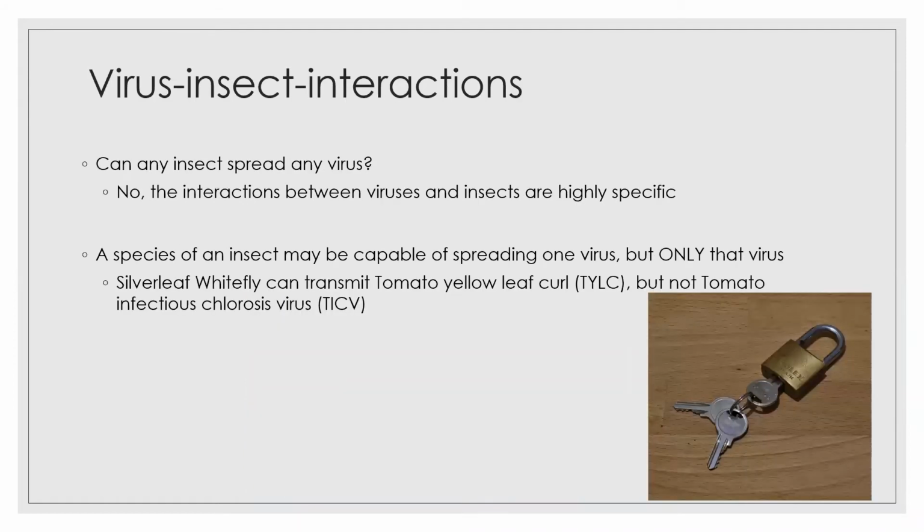So you might be thinking, well, I see a lot of bugs in my yard. Are all of these bugs equally capable of transmitting pathogens? Well, that's not always the case. In fact, a lot of these viruses and insects have really highly specific interactions that might as well be locks and keys when it comes to spreading these pathogens. And so one species of an insect may be capable of spreading one virus, but then only that virus. An example I have here is the silverleaf whitefly can transmit tomato yellow leaf curl, but not tomato infectious sclerosis virus, despite these two being fairly similar.